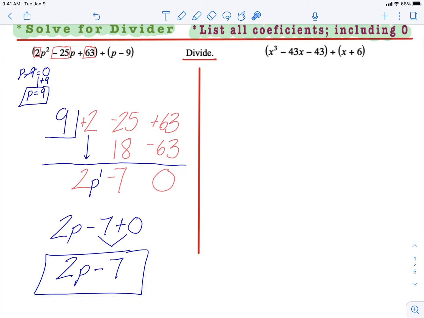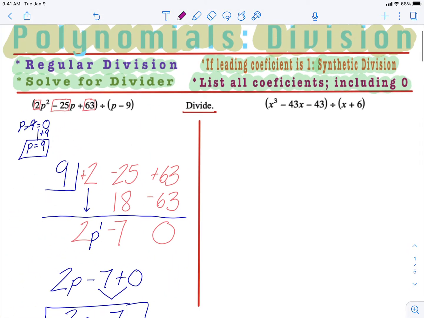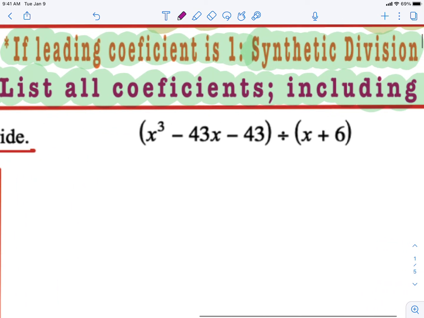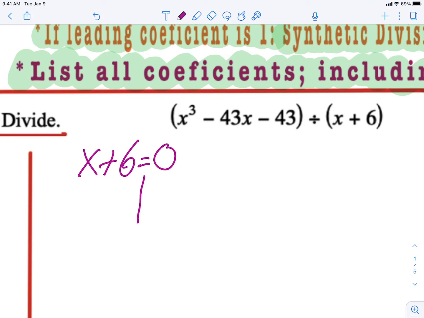All right, perfectly done. You follow the same exact steps. So let's follow the same exact steps on this second example here. The first thing we did on the first example, I took my p minus 9 and I made it equal 0. So let's take our x plus 6 and make it equal 0. So x plus 6 equals 0. Well, let's solve for x. The opposite of plus 6 is minus 6. So I get x is equal to negative 6.